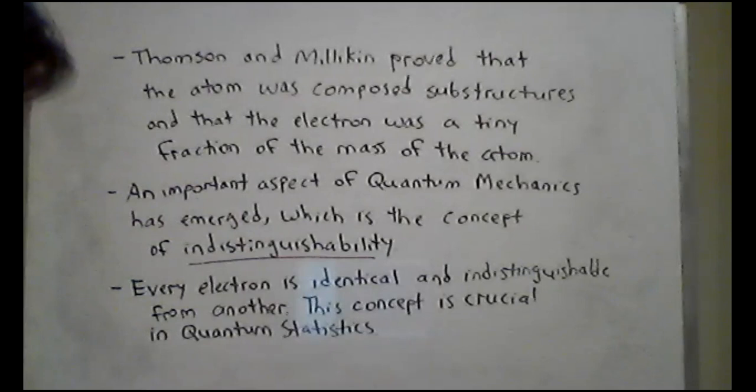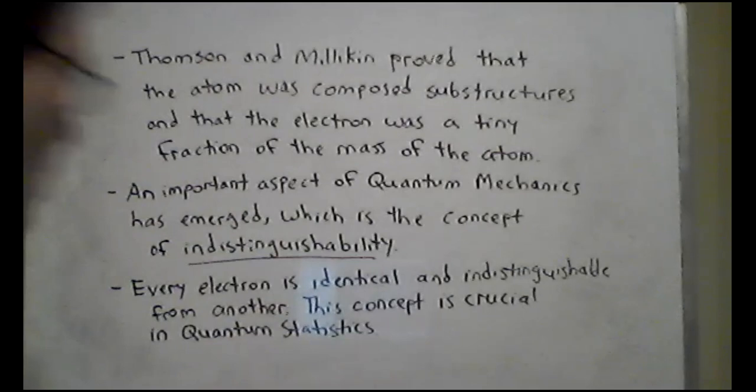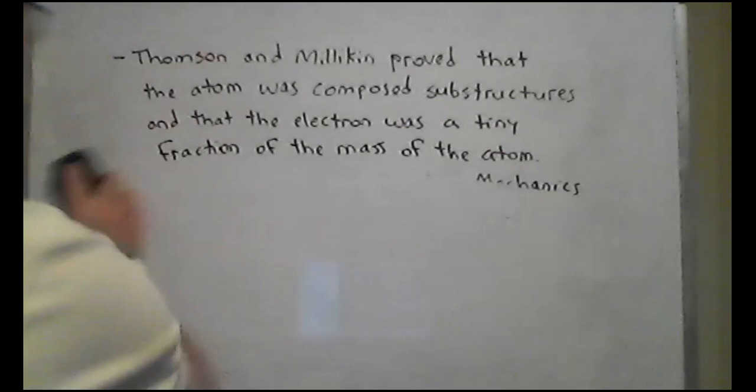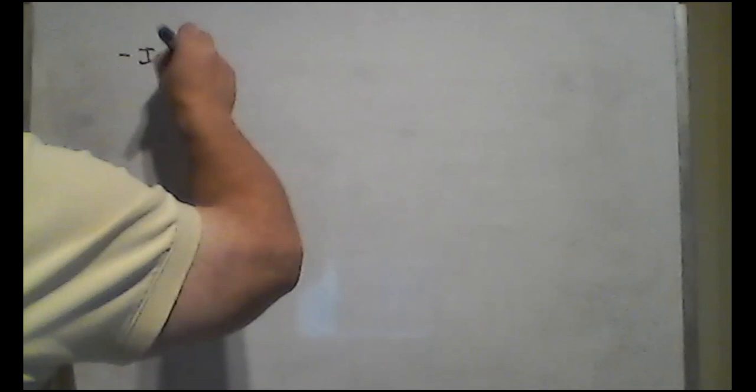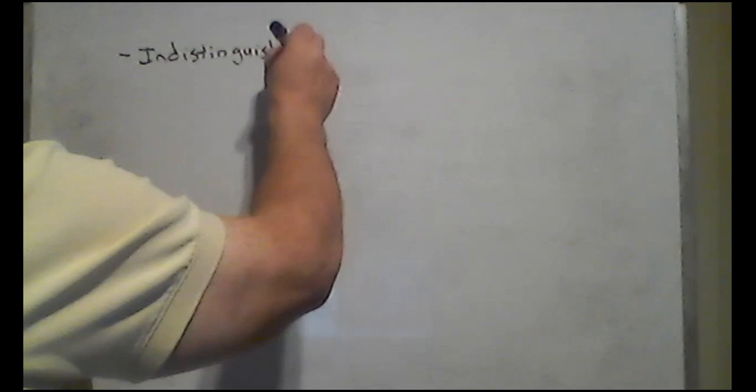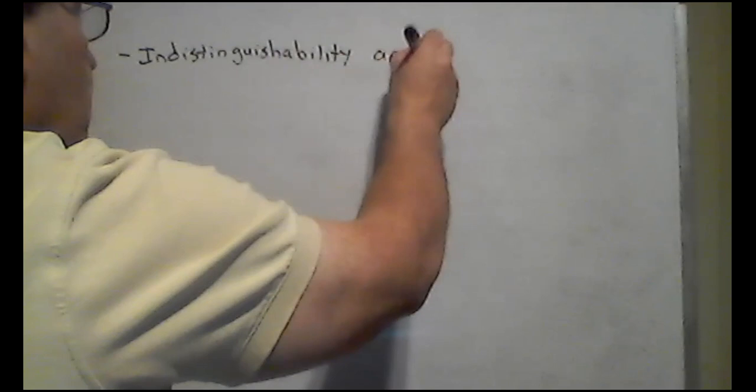And again, this also applies to all protons and neutrons. All submicroscopic particles are indistinguishable. All right, so indistinguishability applies to all protons, all neutrons, all submicroscopic particles.